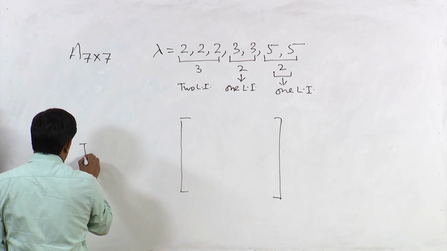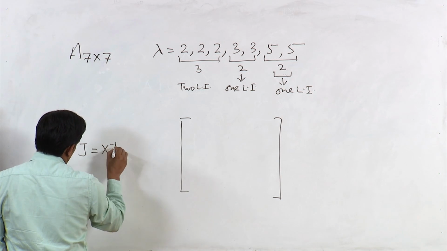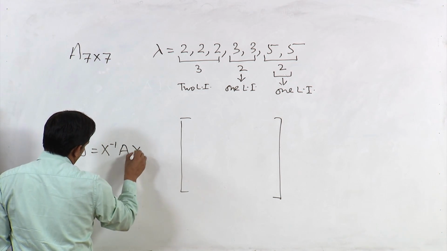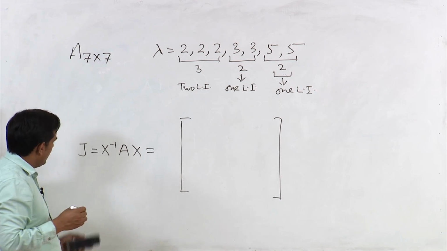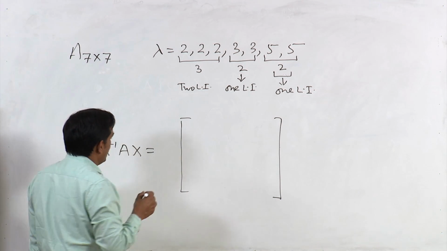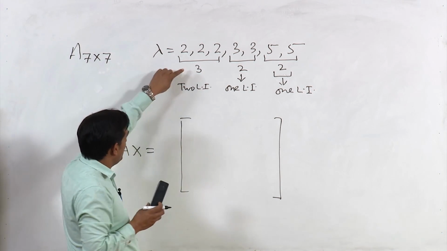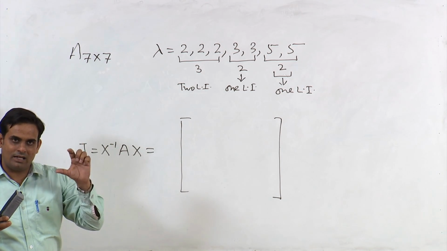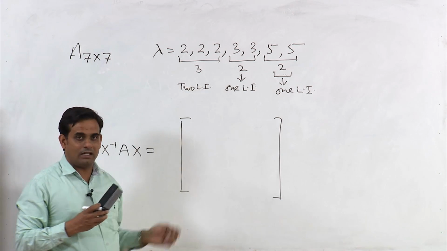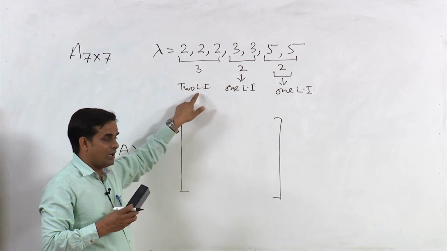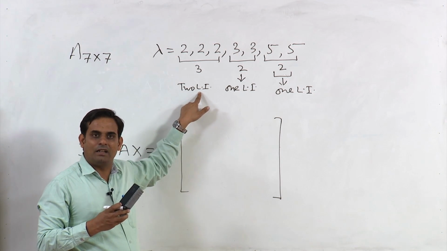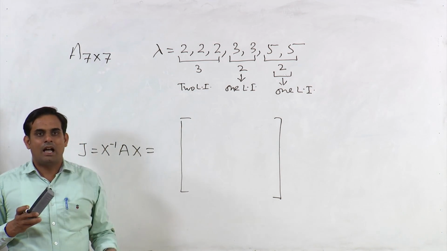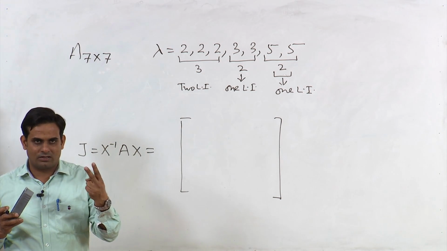So, here J will be, I need to find an invertible matrix X such that J equals X inverse AX. Here you can see the algebraic multiplicity is 2. So in total I will have a 3 by 3 size reserved for this eigenvalue, out of which I have only 2 linearly independent eigenvectors.